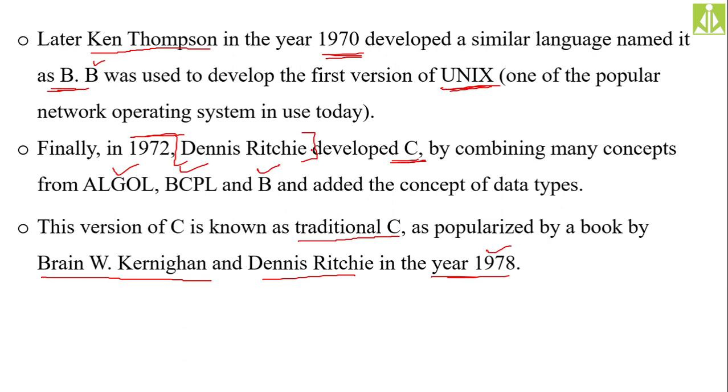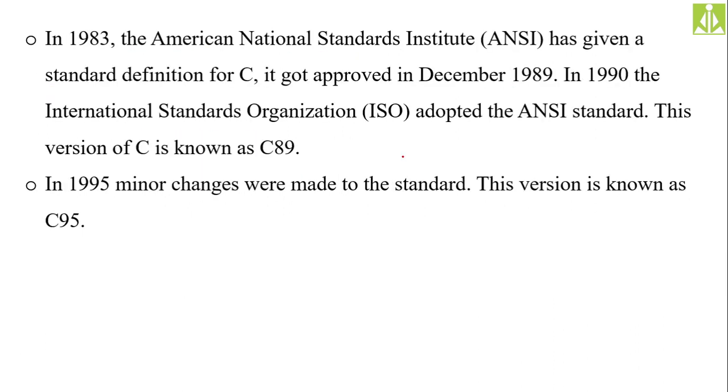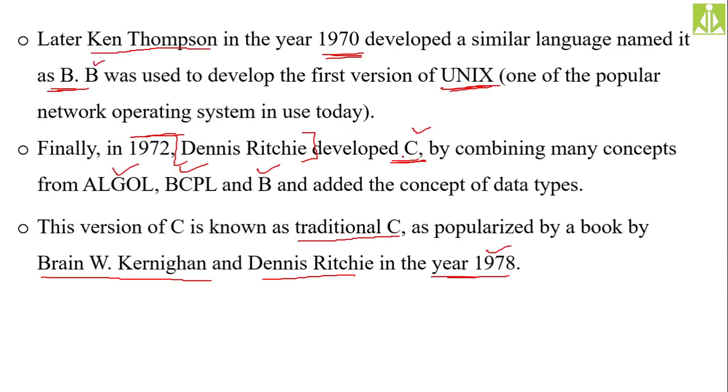Later, because they developed a new language following the ALGOL, BCPL and B concepts, they named this language C. That's the reason they gave the name C. There is no other reason for calling this language C. Already we have A language and B language. Later they added some more concepts, developed this new language, and called it C language.